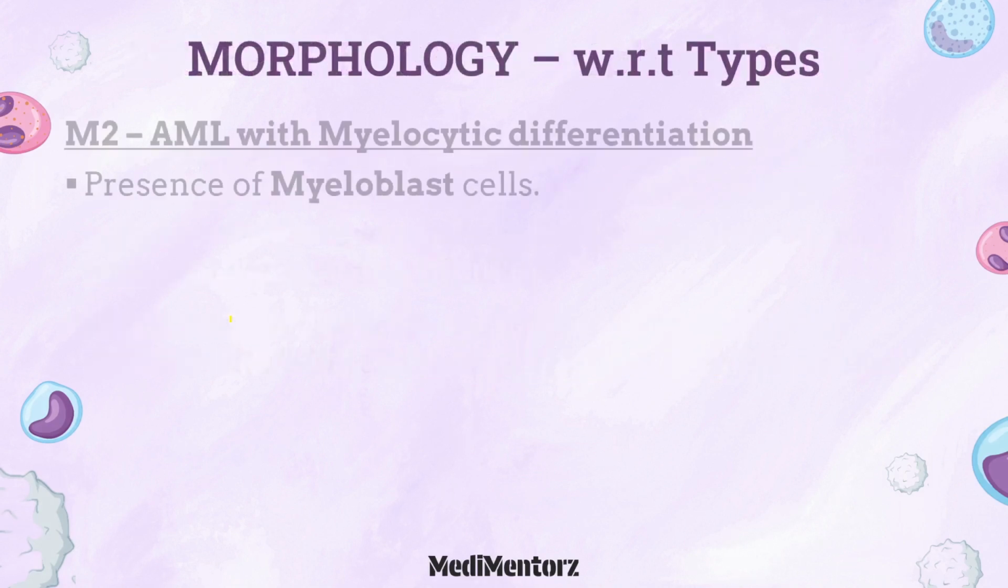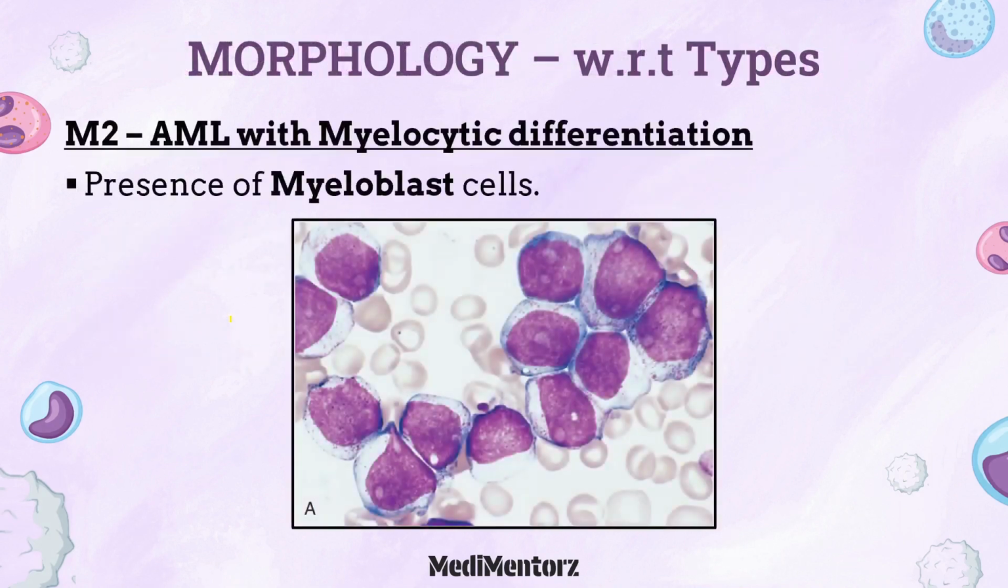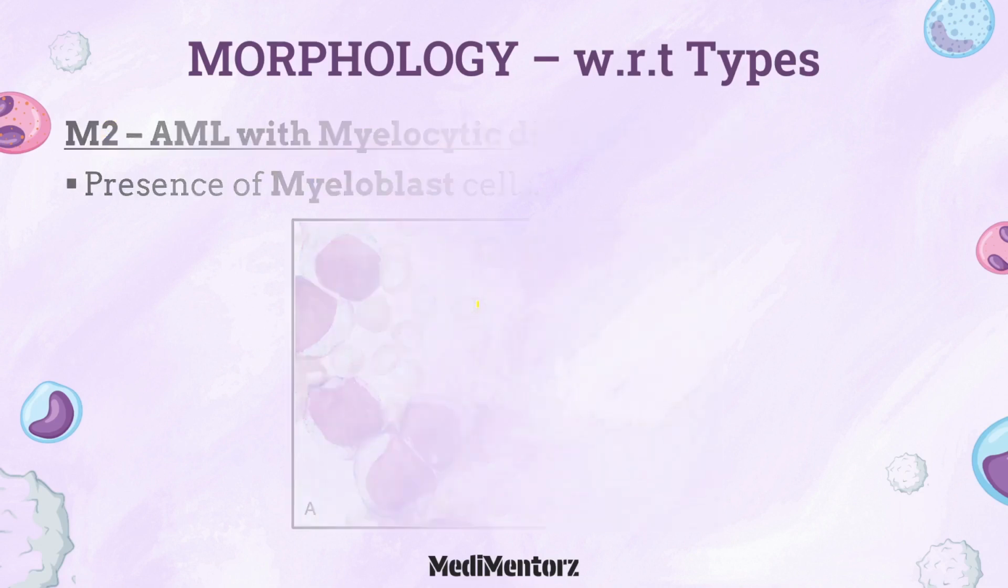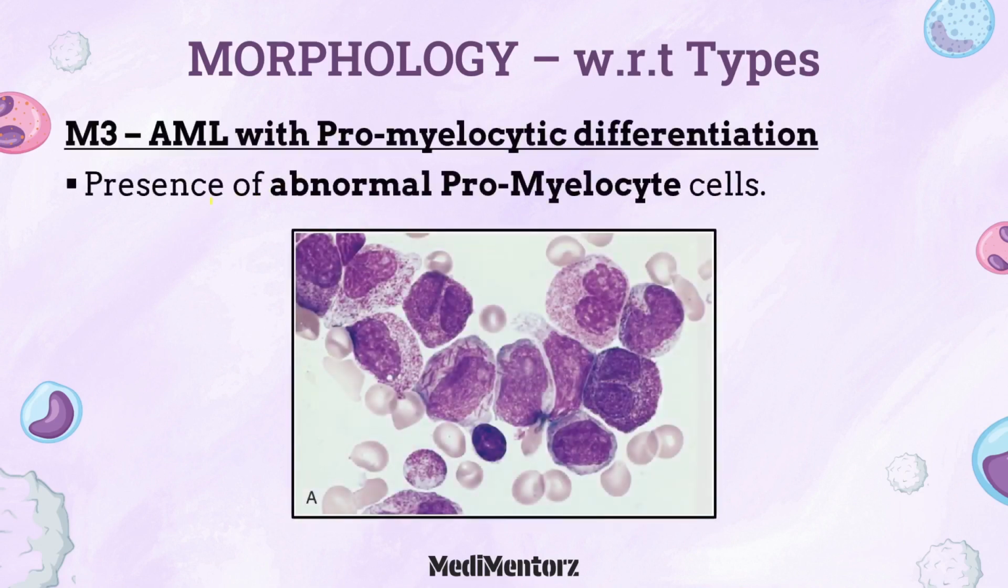Next, morphology with respect to the specific types of acute myeloid leukemia. The M2, which is nothing but the AML with myelocytic maturation, shows myeloblasts with the presence of fine azurophilic granules and rods, as you can appreciate in this picture. Then the M3, AML with promyelocytic maturation, shows the presence of abnormal promyelocytes, with bundles of rods in the cytoplasm, which are also called the faggot cells, as you can appreciate here.